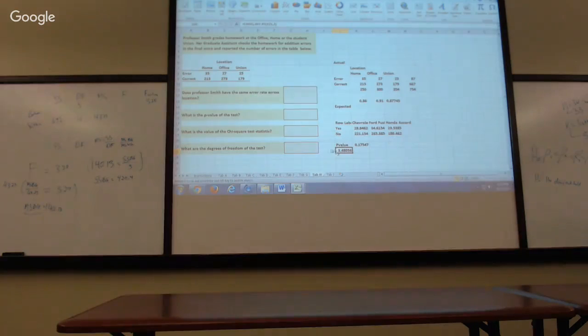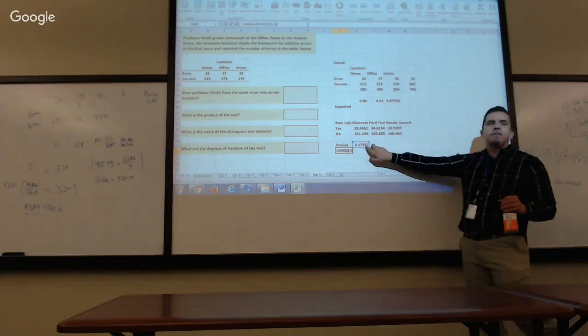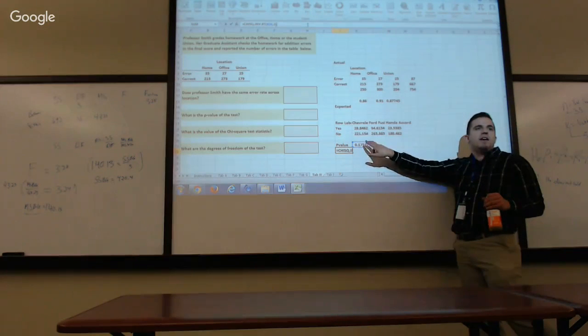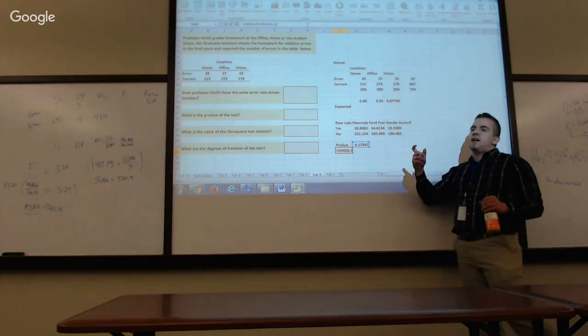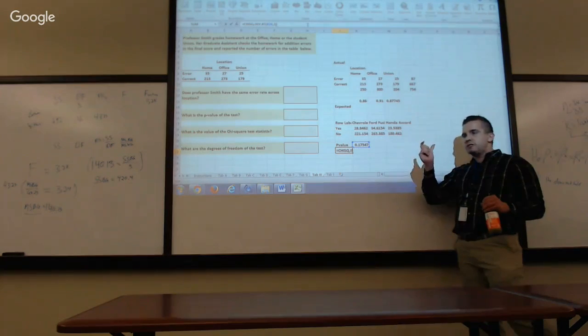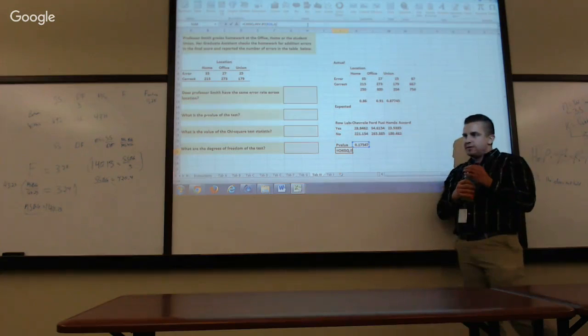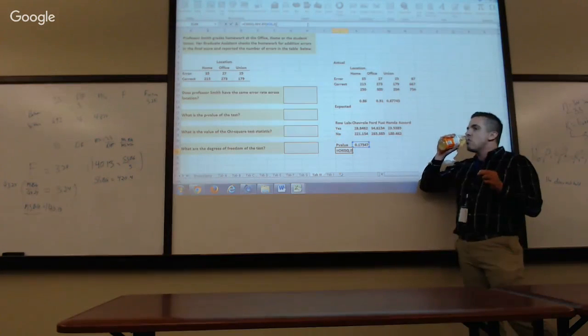So our test statistic here was chi-squared dot inverse dot right tail. If we're given our p-value already, so we're given our probability area, and we want to know our test statistic, so if we're given our area and we want to know our statistic, we always use our dot inverse equations.